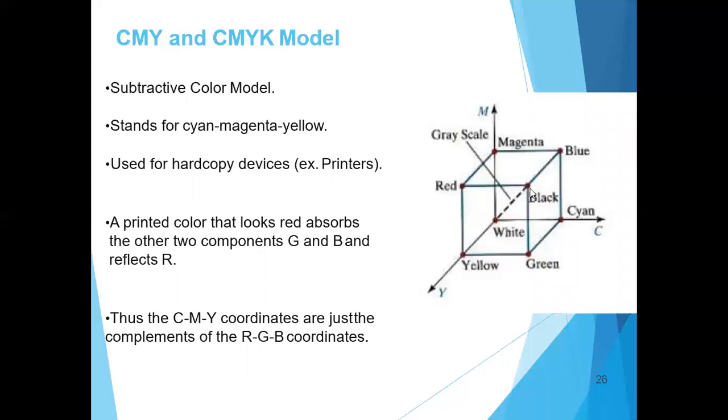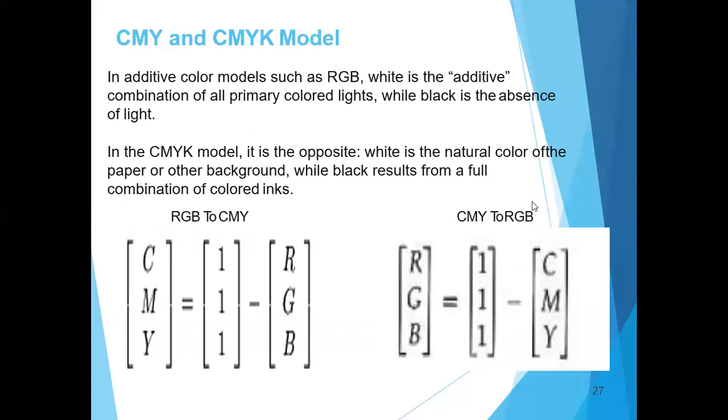So here I have a combination of CMY: cyan, magenta, yellow. If I combine all three colors, I'll get black, because it is used in printing. For a printer, the background is white, and whatever you print will be in different colors. So that's why in the CMYK model it is opposite. White is the natural color of the paper, or any other background. On the white color, you are trying to print other combinations of color, while black results from the full combination of color inks.